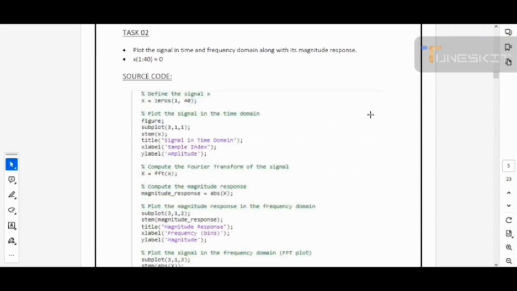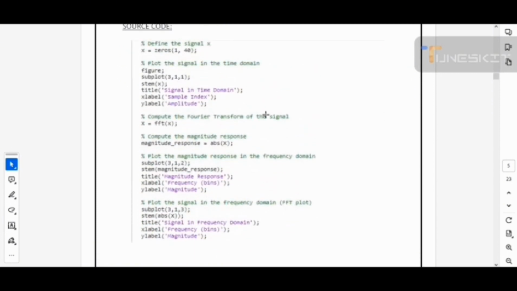Now here, first of all, we have defined our signal. The first task is we have our MATLAB function, and what we did, we have x equals zeros, and the range that is given to us is 1 to 40, and then we have used the figure command and subplot and given the title and x and y labels also.